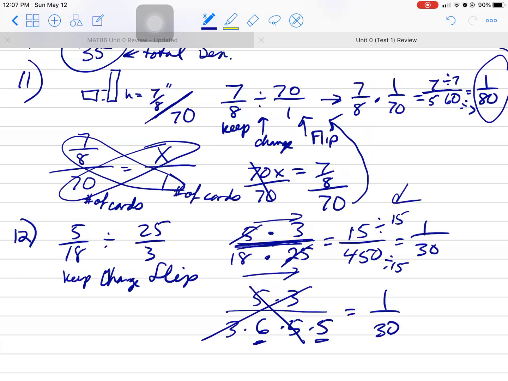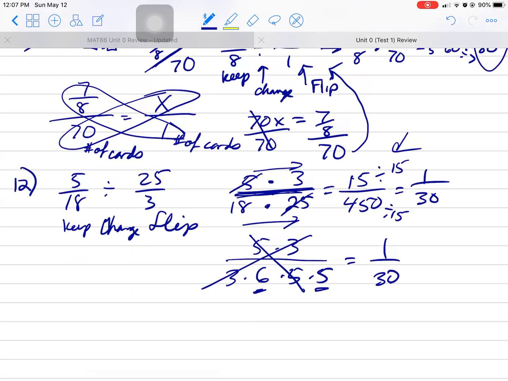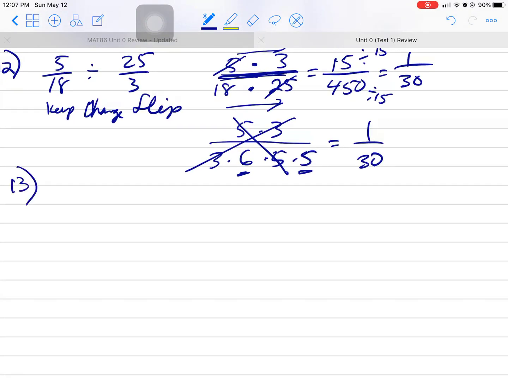Some people are really good at reducing fractions, so that's not a problem. I find it easier just to reduce, and then I don't have to reduce over here, and then I don't have to do it over there. Okay, your choice. Please show me what you're going to do. All right, next problem.